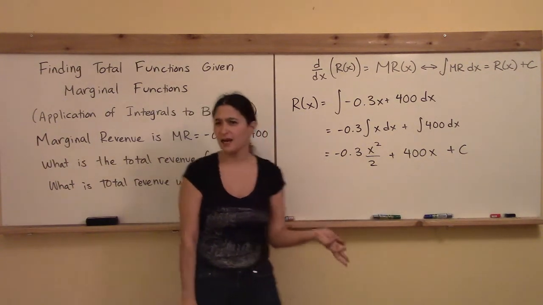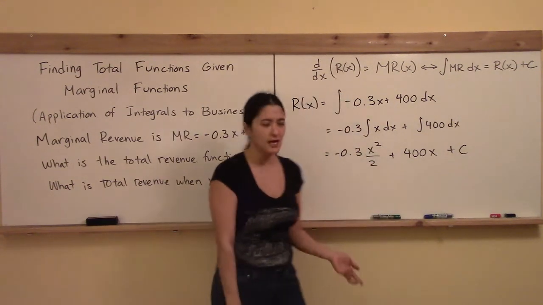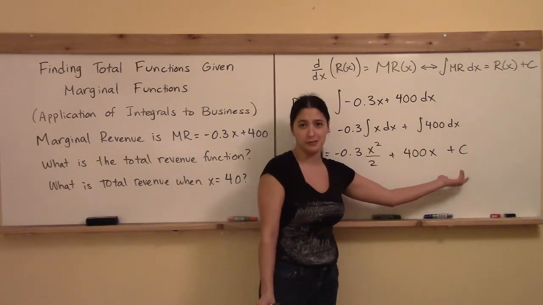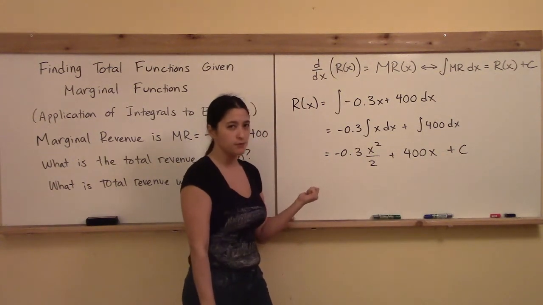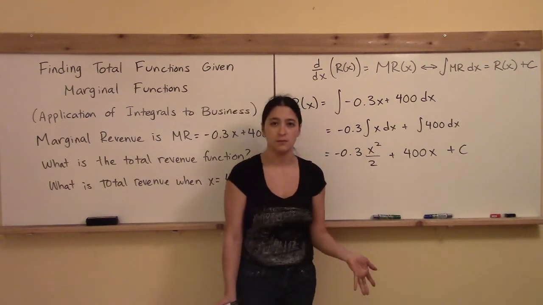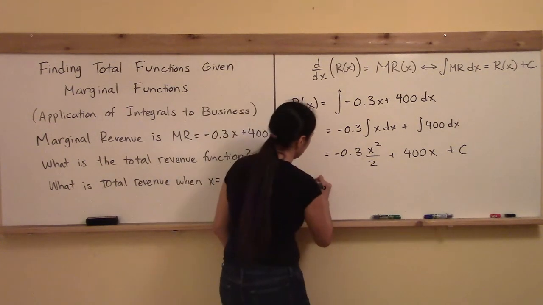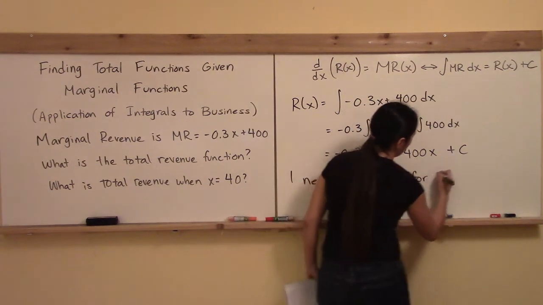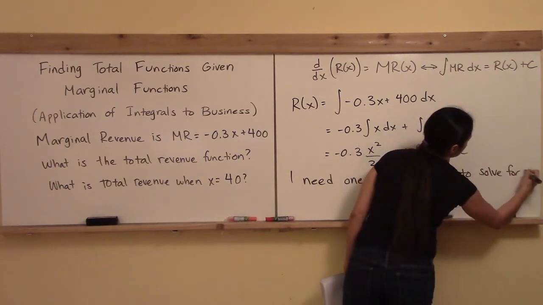Now, if I'm going to answer a question like what is the total revenue at a point, I can't be having a plus c term floating around because that could really make a difference depending on which c I use, right? So actually, it's not proper for me to have a plus c in my answer right now when I'm trying to answer what is the total revenue. In order to get rid of the plus c, I need one value for the total revenue function to solve for c.